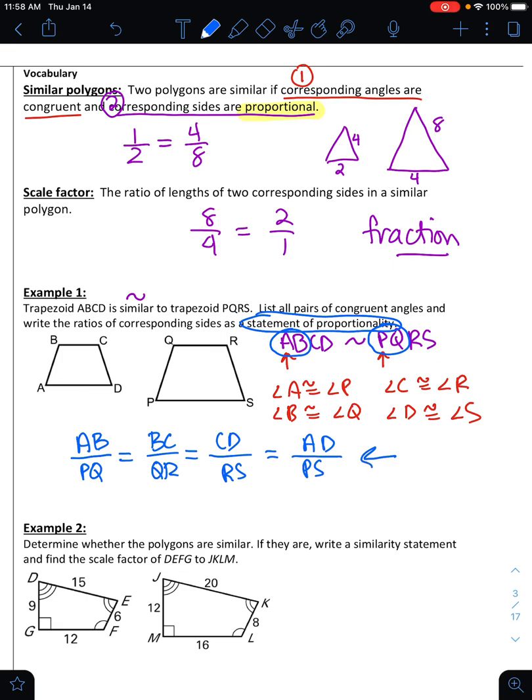simply shows, first of all, this is a big proportion. A proportion, again, is two fractions equal to each other. So this is a statement of proportionality just to show that the ratios of the corresponding sides are equal.